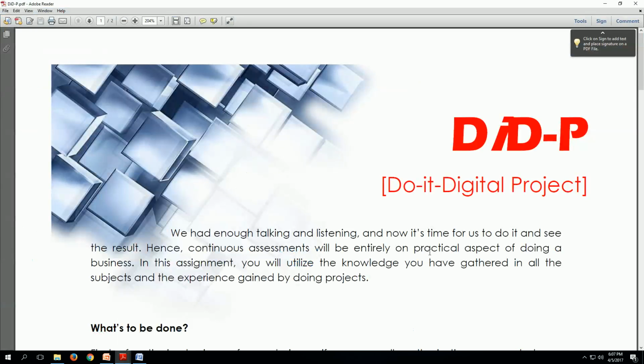The other important thing is the project. That's the DITP project. DITP stands for Do It Digital Project. So here, it's not a hypothetical project. It's not something where you go and visit a company and write something about the company, as you would with other typical subjects. But here we are going to do something with the organization, for the organization, considering the real issues and challenges the organization is up against.